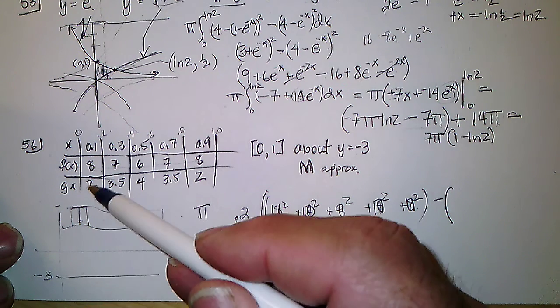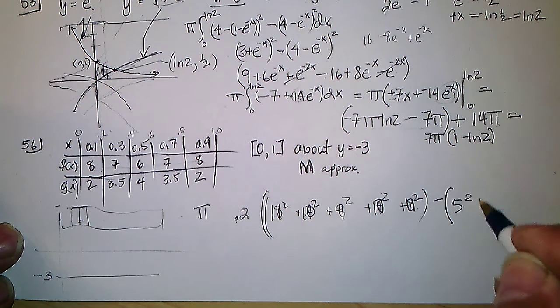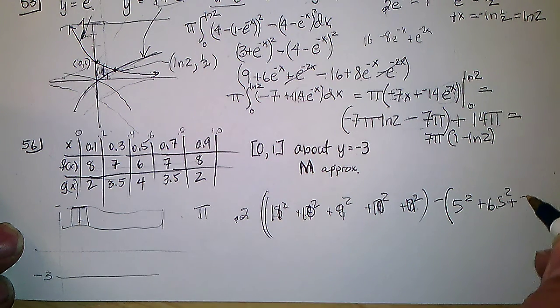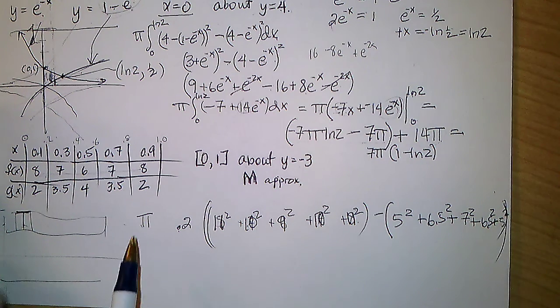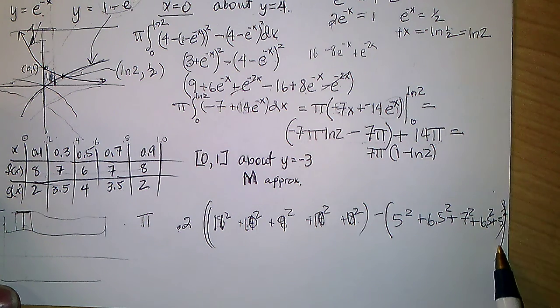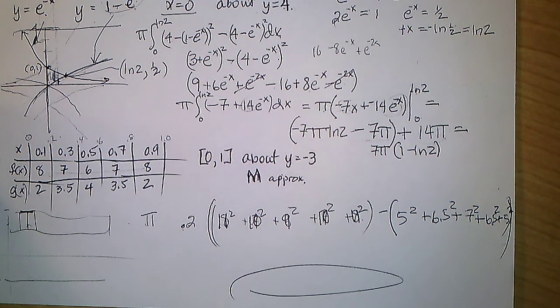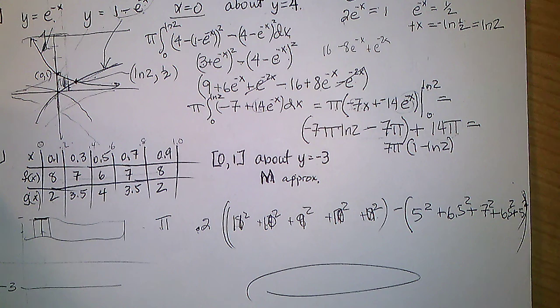And that's going to be 3 plus how high it is to g of x. So that's going to be 5 squared plus 6.5 squared plus 7 squared plus 6.5 squared plus 5 squared. So we're going to take 0.2 pi times whatever this works out to be and get an answer. That's all they're doing there. Just doing the calculus by left or right hand and actually midpoint approximations. That's all you have to do on that one.